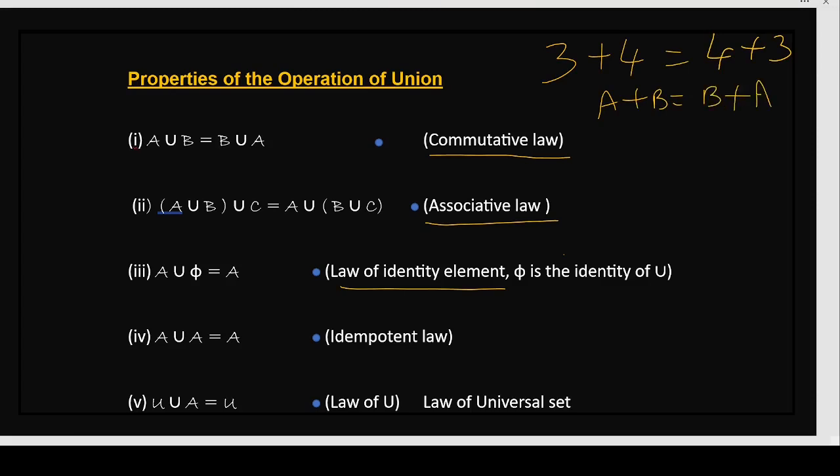Similarly, this commutative law is applicable to operations of union. A union B is what? The complete set of elements of A and B put together. If you are adding the elements of B to A or adding elements of A to B, it doesn't make any difference. You are removing the common elements. The commutative law is applicable here. Second one is associative law.